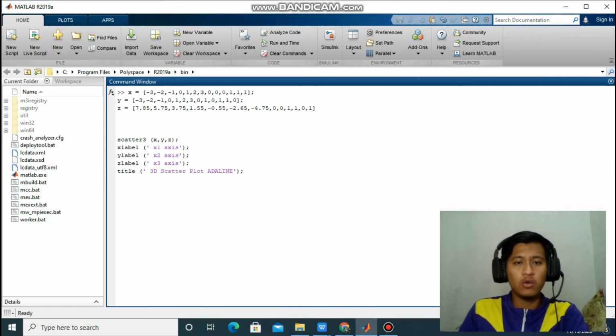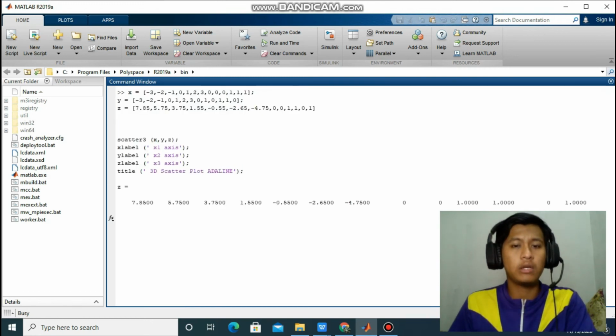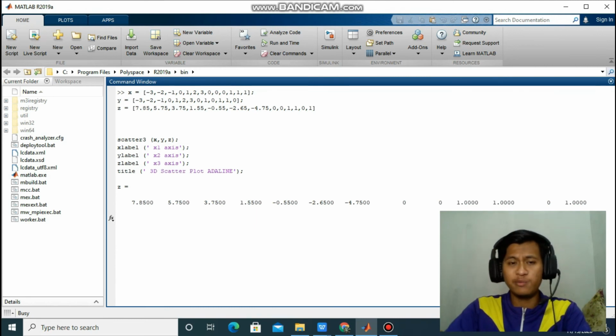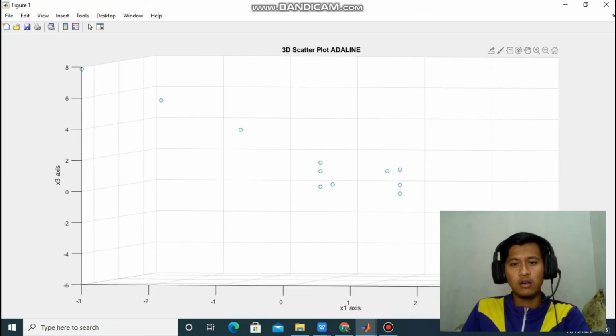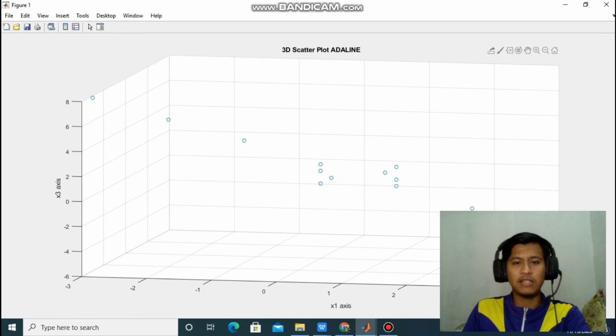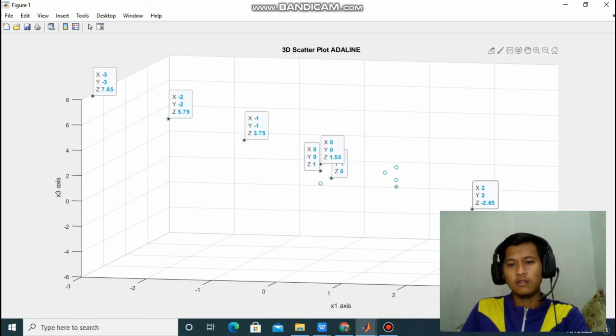This is our coding. We need to wait for a while. So this is our graph for the other line method. We can find the value here, and this is the other line graph plotted from MATLAB.